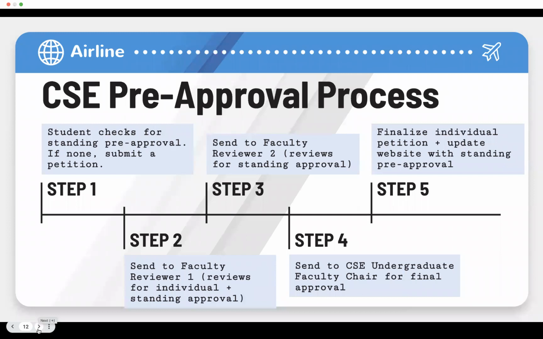But if that second person approves, then we'll forward it on to the chair of our undergraduate faculty committee for final approval. And then we also ask this person to advise on how long the approval should be in place for. So we have at least 3 faculty reviewers looking at all of these requests for a standing pre-approval. If they approve everything, the last step is to finalize the petition for that individual student. And then we also will update that page on our website to reflect what we have a standing approval for.